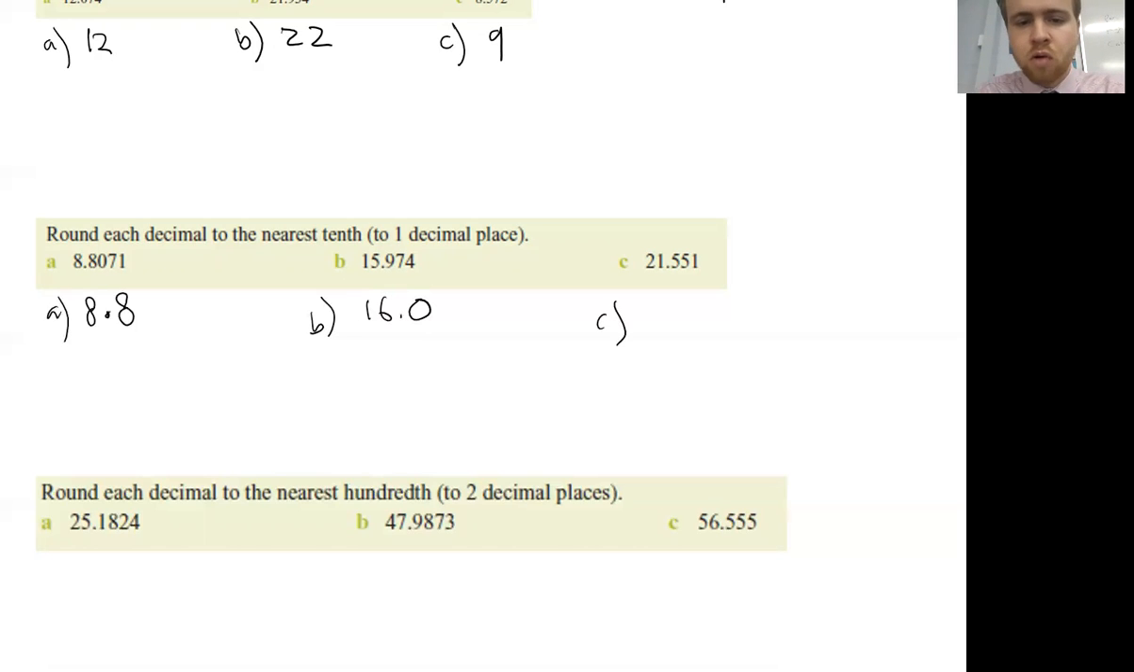All right, last example here. We've got 21.5, so the 0.5 is the place value we're rounding to, and the number to the right of that is also a 5, which means we're going to round up. So we increase 5 and it becomes 21.6.